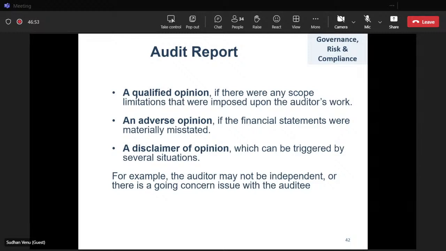And a disclaimer of opinion can be triggered by several situations, based on the criteria, circumstances, or time frame. It may also apply if the auditor is not independent, or if there is a concern issue with the auditee. These are the examples of audit reports.